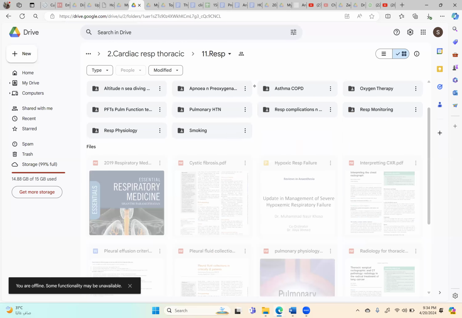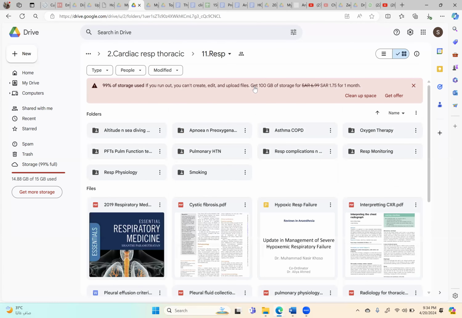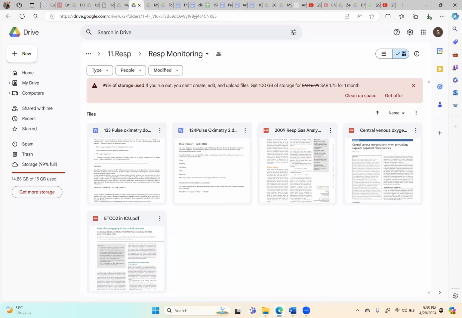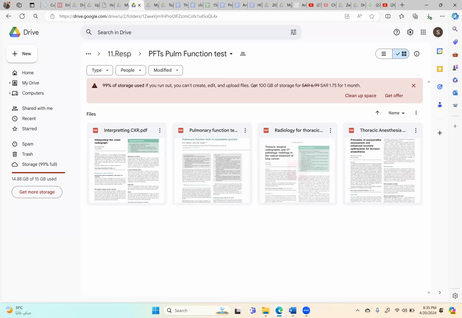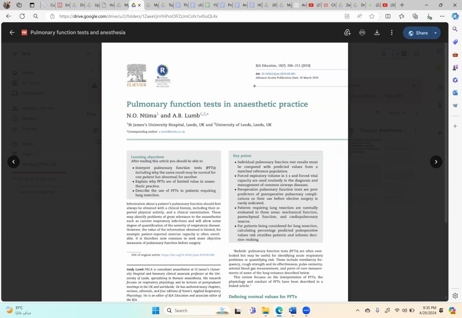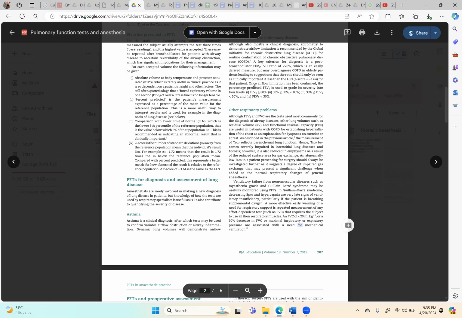I am just doing a roller coaster sort of quick revision. Apnea and pre-oxygenation: they can ask you what is the physiology behind pre-oxygenation. You can find some articles over here. Altitude and sea diving, they can ask you about it. Respiratory monitoring. I think I will stop here, and you can review pulmonary function tests. It's written here, and also cardiopulmonary exercise testing. They can ask you about it in table viva. This is important. I have tried to touch on some of the important points which I can easily explain to you.